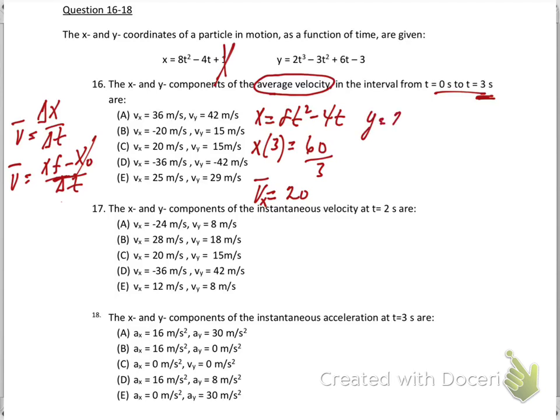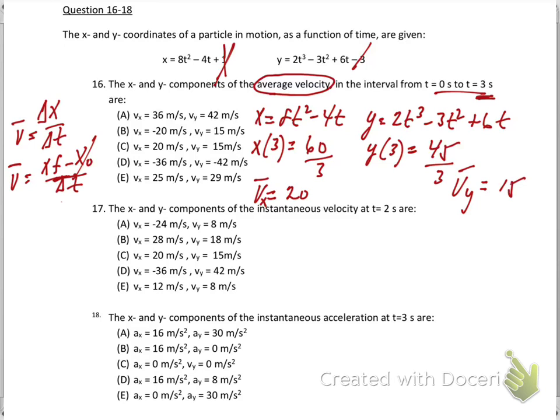Y equals 2t cubed minus 3t squared plus 6t. And remember, the constant's not going to change with the change of time. When we plug in 3 for t and do the math, we get 45. Remember, we have to divide that by the total time. So the average velocity in the y direction is going to equal 15. So we're looking for 20 and 15, and that comes up C.